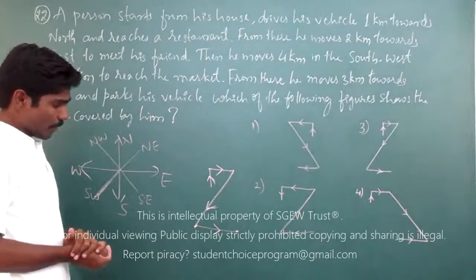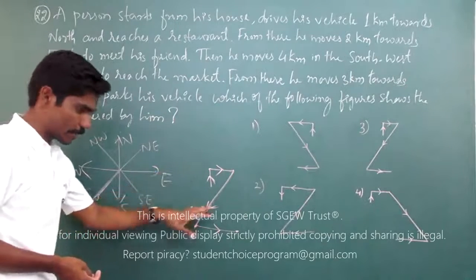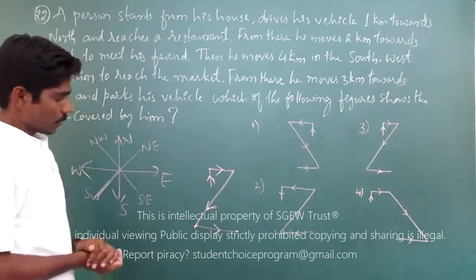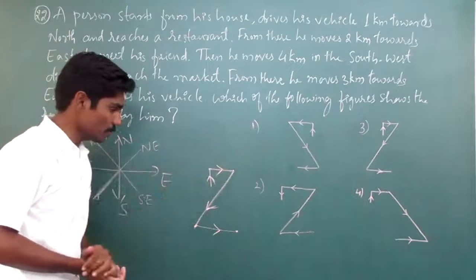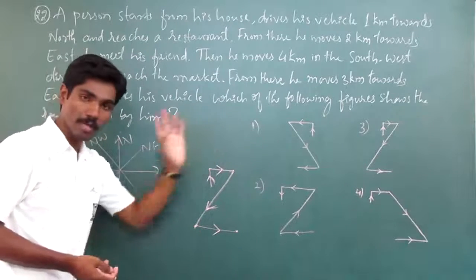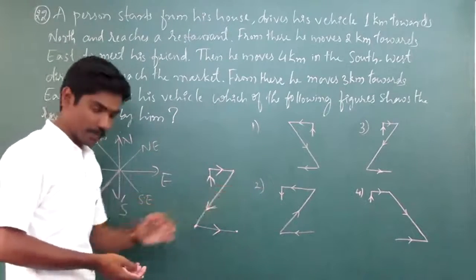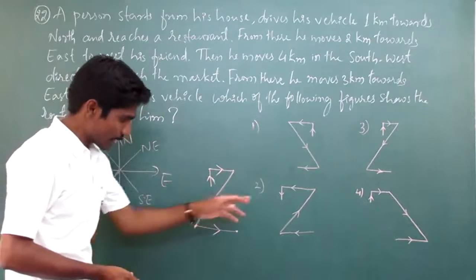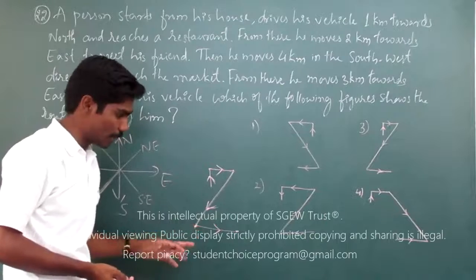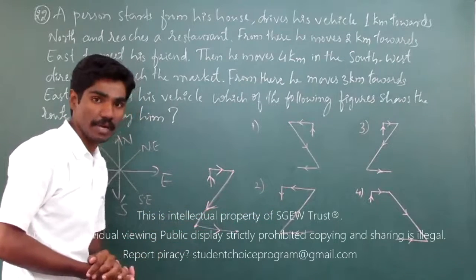Now what we have to do? We have to compare our diagram with the given options. When you compare with the first option, it is not at all matching with our result. Therefore, this is wrong. And when you compare the second option, no doubt the second option is matching with our result. But when you observe it carefully, the directions are different.